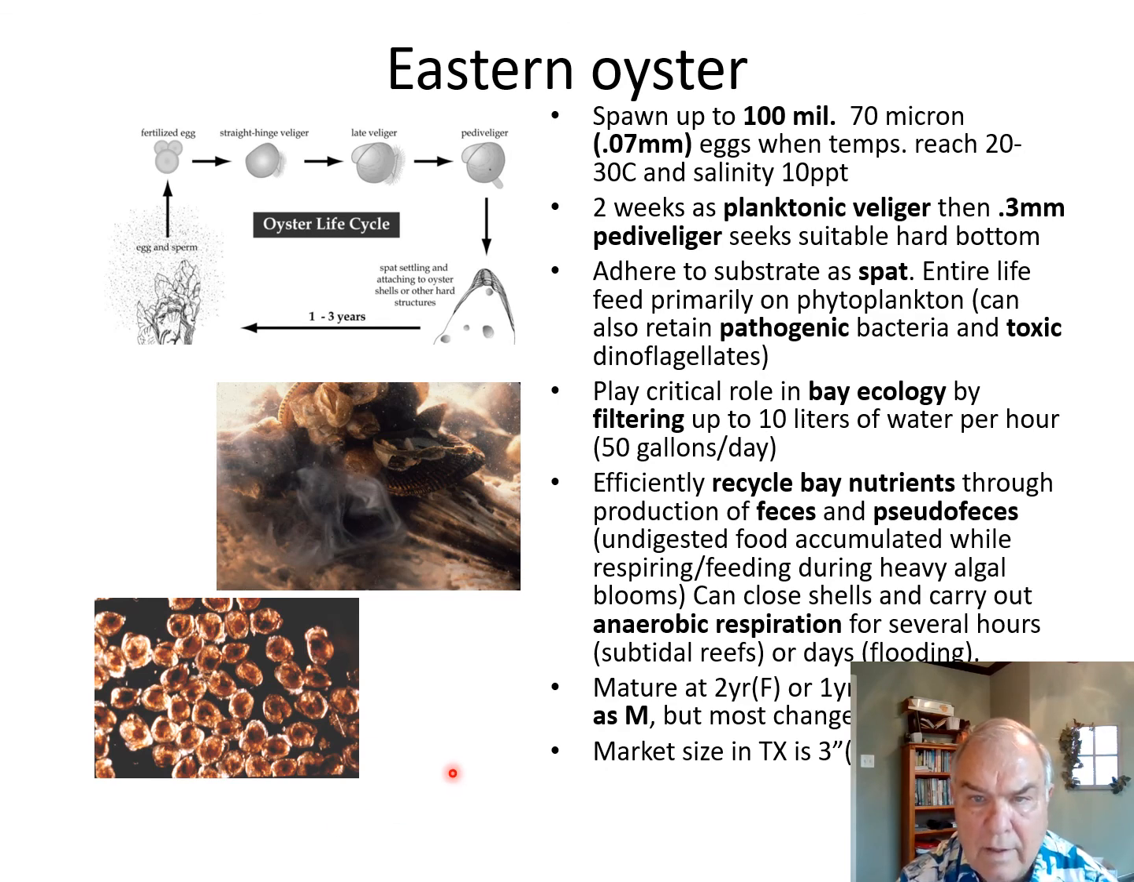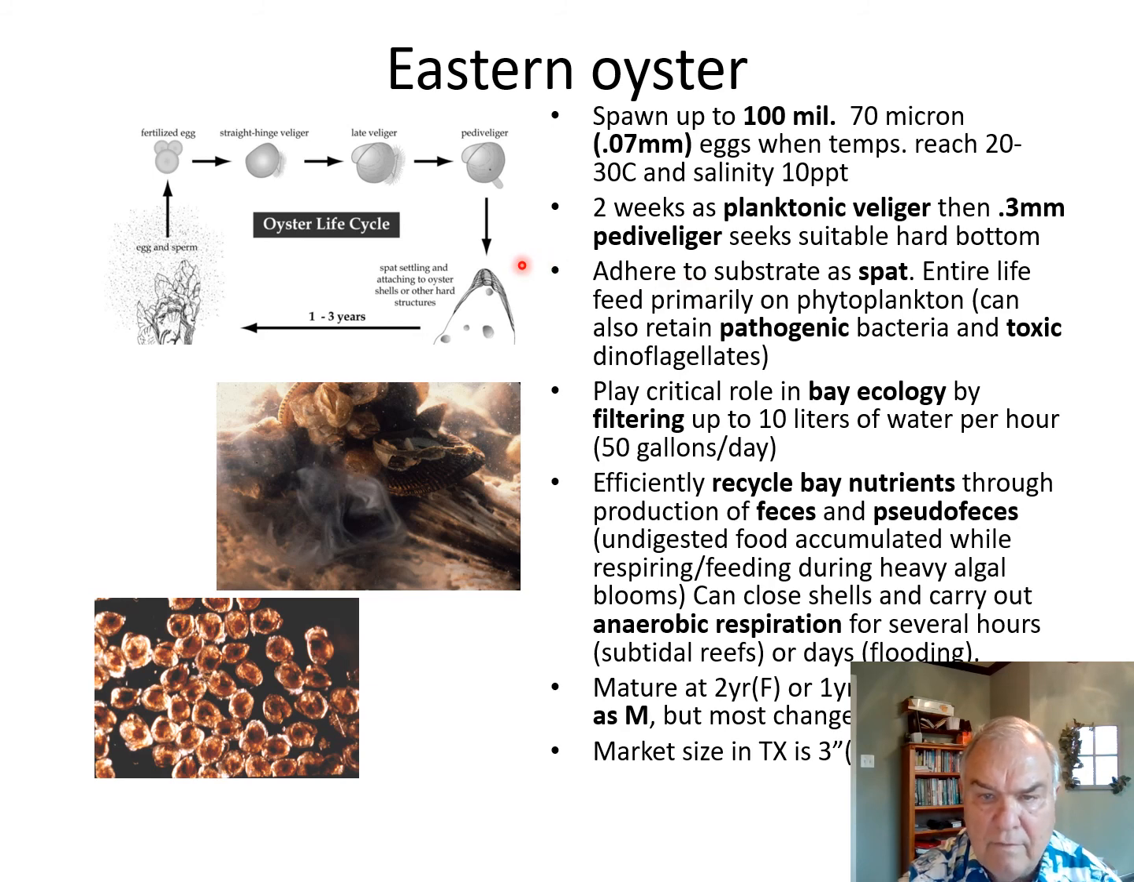Here's a slide showing the life cycle of the eastern oyster, or our typical Gulf estuary bay oyster. These animals are quite prolific in producing eggs. They can spawn up to 100 million eggs in a spawn, and may spawn 2 or 3 times during the summer. The eggs, of course, are extremely small, 7/700ths of a millimeter, or 70 microns. Typically these oyster reefs will begin spawning when the water temperature gets up to about 25 to 30 degrees, and the salinity is at least 10 parts per thousand.